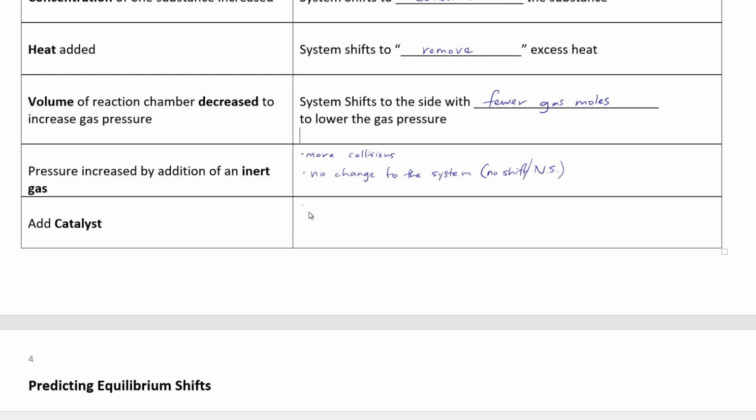And the same thing is to be said for the catalyst, right? If you add a catalyst, remember that will have more successful collisions, but that will mean more successful collisions in both directions, both forward and reverse. So as a result, there is no change to the system, since both the forward and reverse reaction speed up at the same rate. So no change to the system, and we would say no shift.